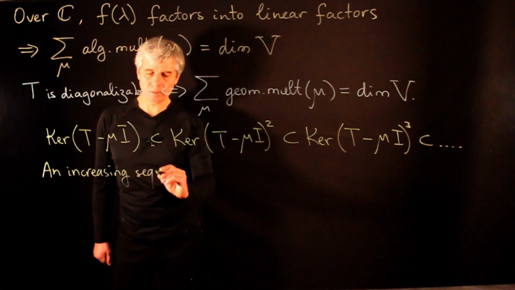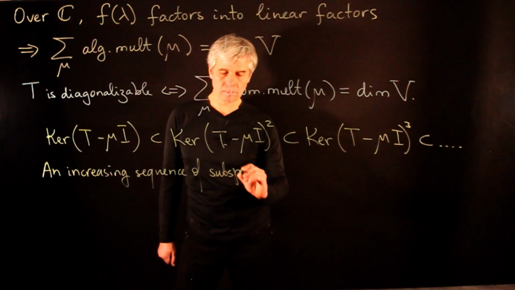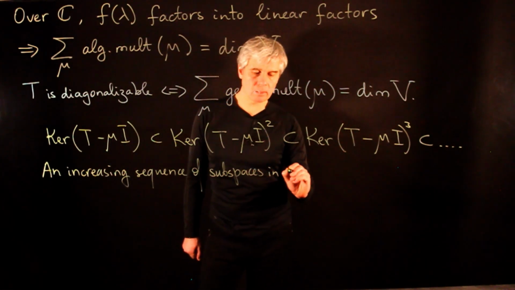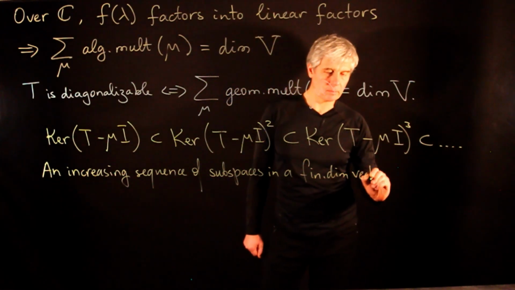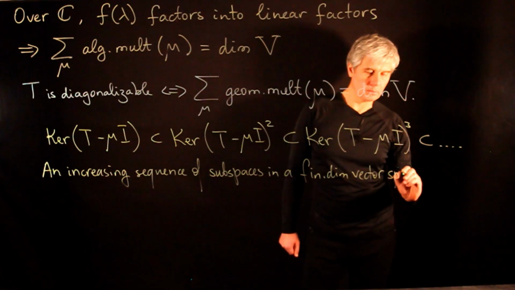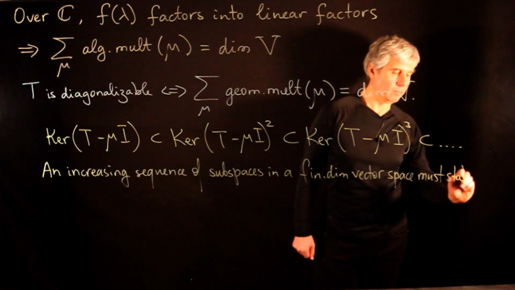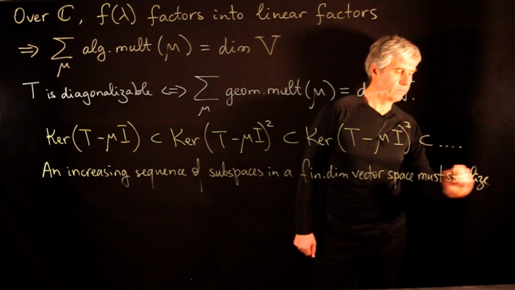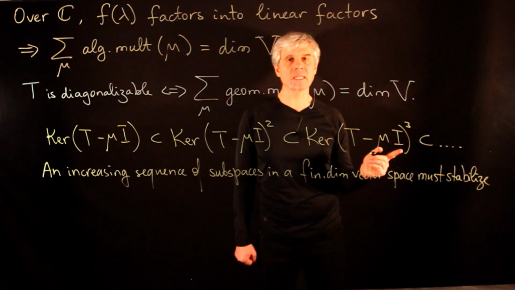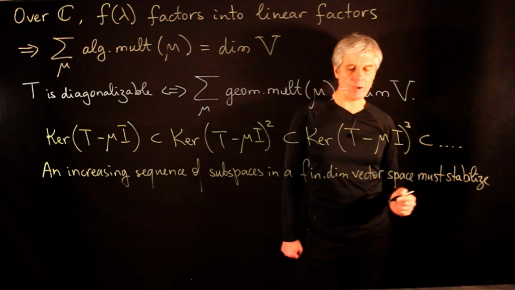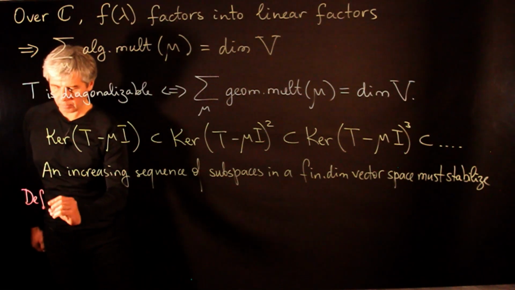An increasing sequence of subspaces in a finite-dimensional vector space must stabilize. We cannot have an ever-increasing sequence because we can never exceed the dimension of our vector space. And we give the following definition.